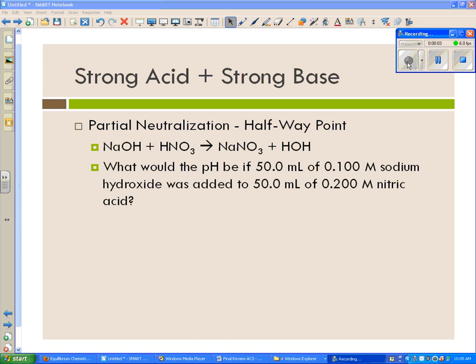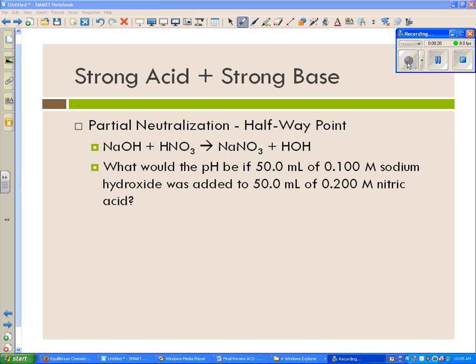Yesterday, I left you guys working on a problem. I'm going to briefly go over solving this problem. We have a partial neutralization.